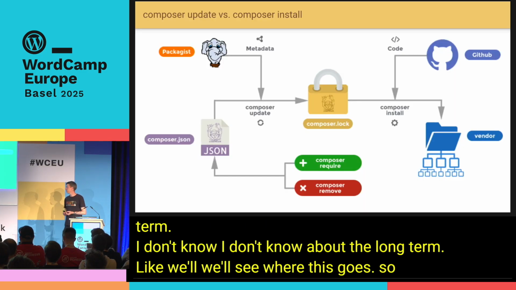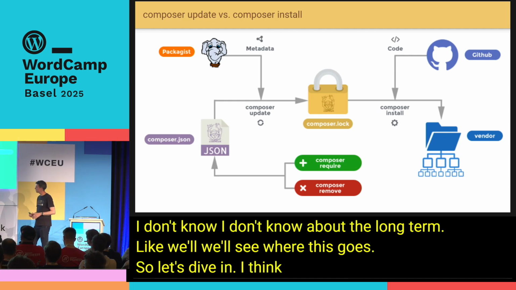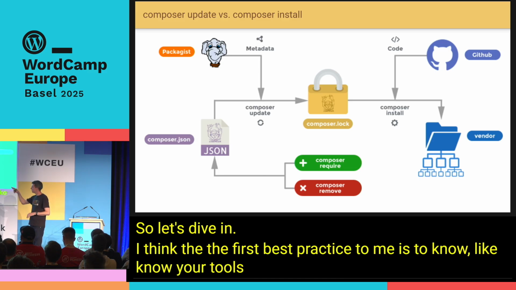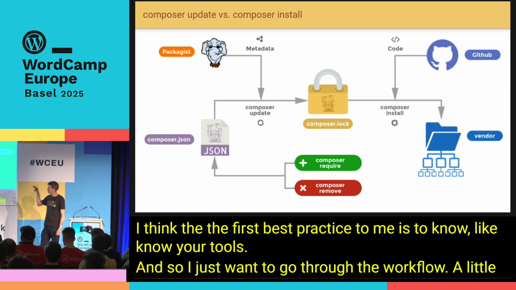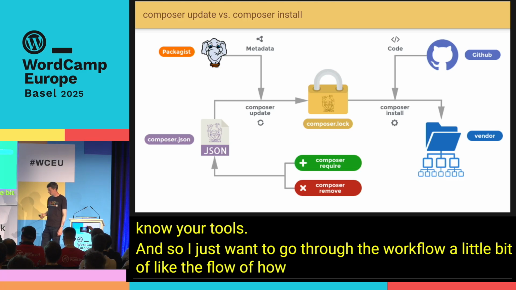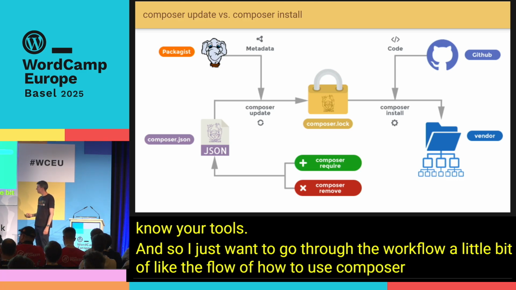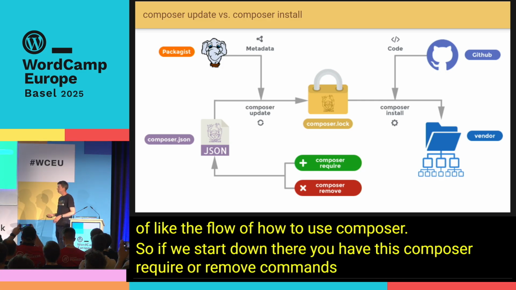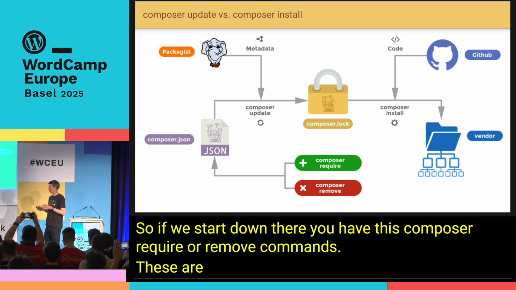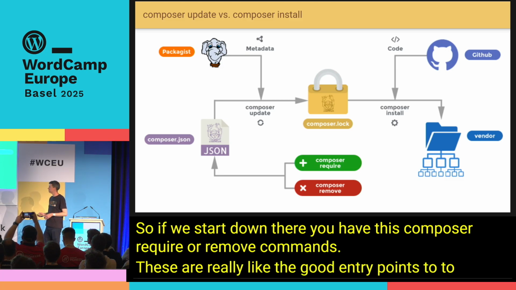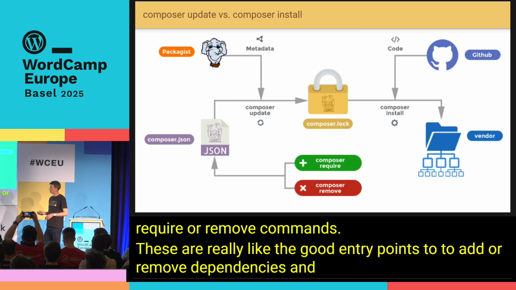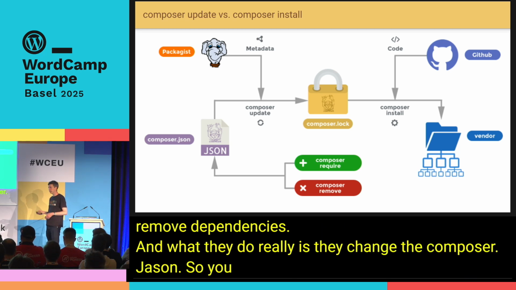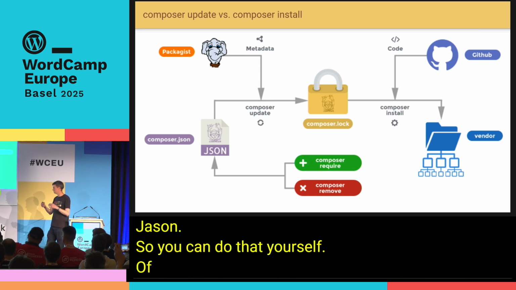So let's dive in. I think the first best practice to me is to know your tools. And so I just want to go through the workflow a little bit, the flow of how to use Composer. So if we start down there, you have these Composer require or remove commands. These are really the good entry points to add or remove dependencies. And what they do really is they change the composer.json. So you can do that yourself, of course. Just go and edit the composer.json, change the requirements.